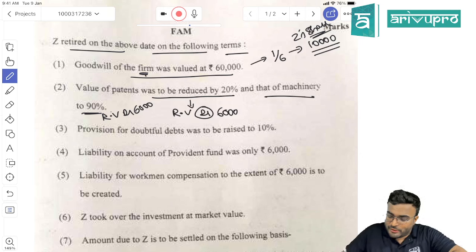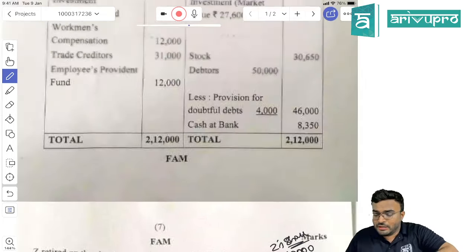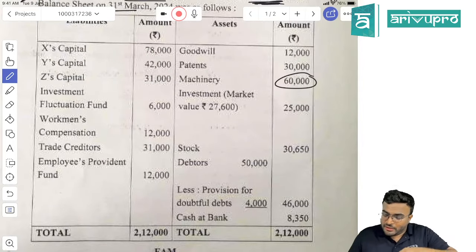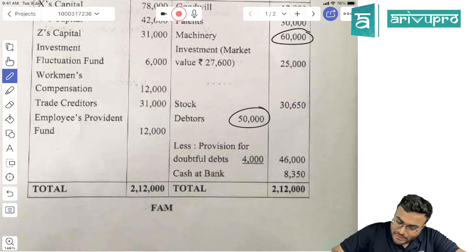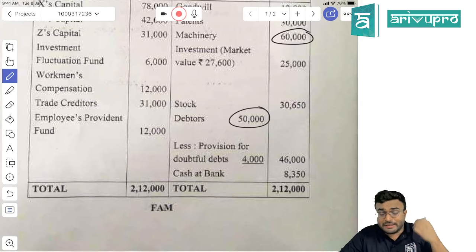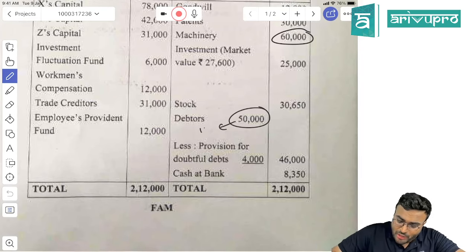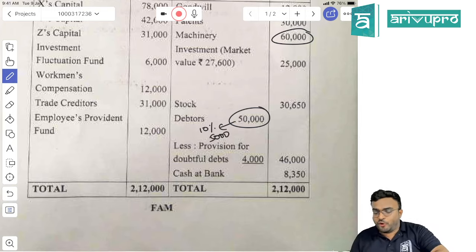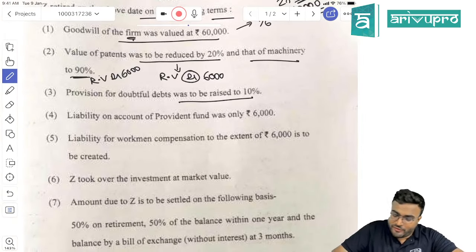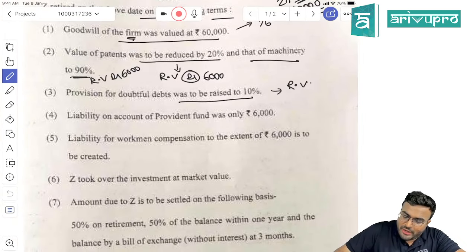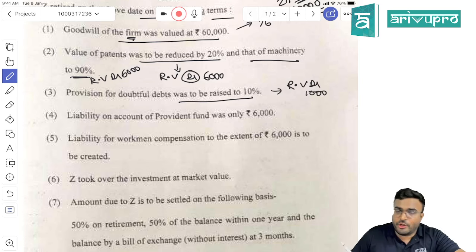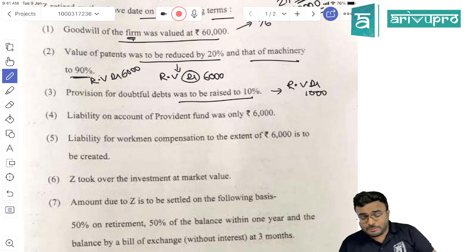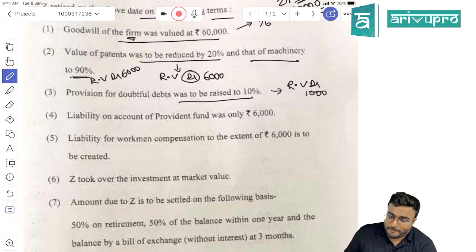Provision for doubtful debt was to be raised to 10%. They want to raise the provision to 10%. Right now, what is the provision? Right now, what are the debtors? Debtors is 50,000. On this, if you calculate 10%, it is going to be 5,000. But right now, how much do we have? We have only 4,000. So what we will do, we'll create provision. So revaluation account debited for 1,000, which will increase the provision to 5,000, that is 10%.